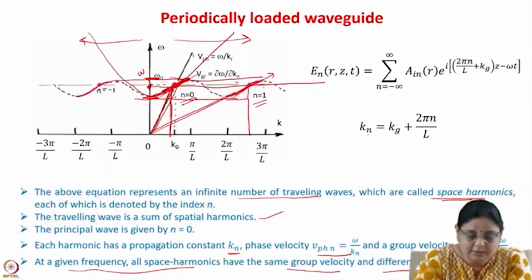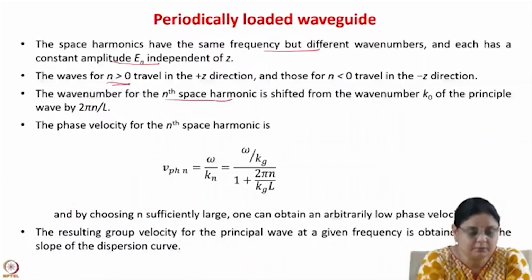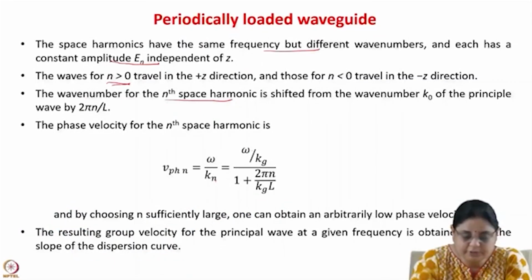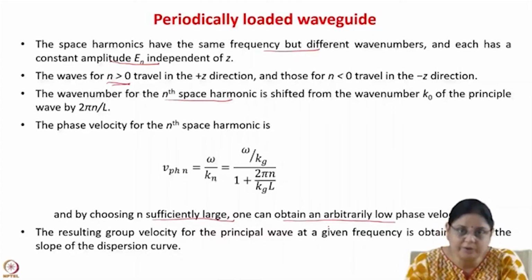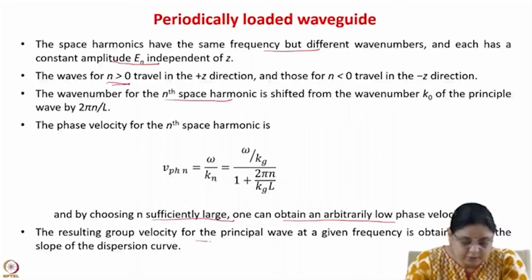So you can see here the wave number of each harmonic is shifted from the wave number of the principal harmonic by 2 pi n by L. The phase velocity for the nth space harmonic is given by omega by kn, which is omega by kg divided by 1 plus 2 pi n by kg L. So by choosing n sufficiently large, one can obtain an arbitrarily low phase velocity to synchronize it with the velocity of the charged particles. The resultant group velocity for the principal wave at a given frequency is obtained from the slope of the dispersion curve.